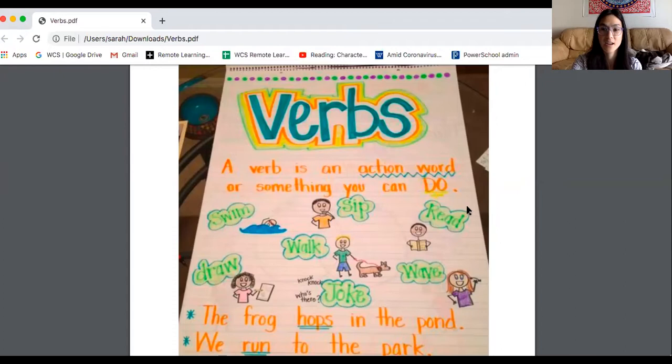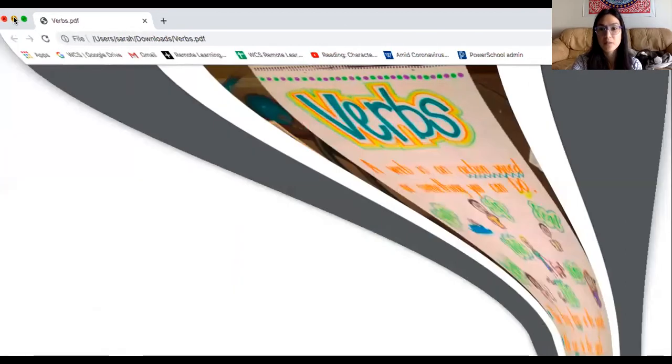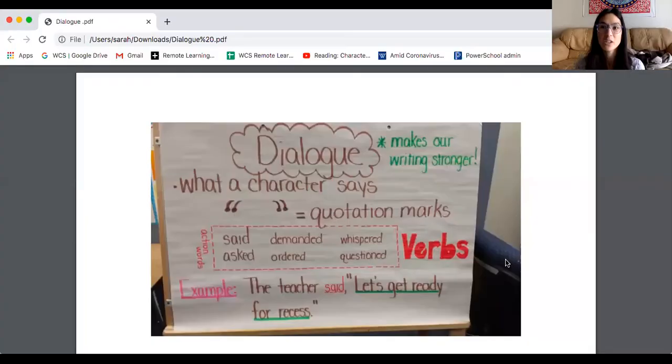The second thing I want to teach you that good writers do is they can make their characters in their small moment stories talk. So I'm going to bring up my second poster right here. And we can do this with something called dialogue. Can you say dialogue? Great. Dialogue is what a character says.